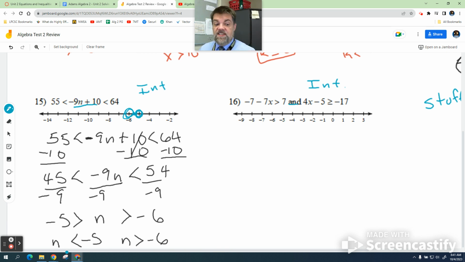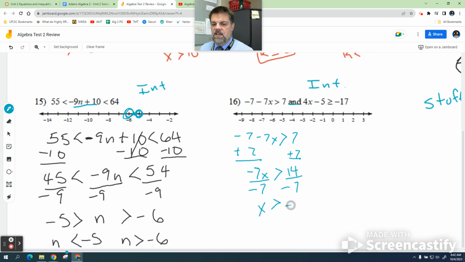Let's crank through number 16 real quick. So I'm going to say negative 7 minus 7x is greater than 7. Let's solve that first. I'm going to add 7 to both sides. I get negative 7x is greater than 14, right? Divide by negative 7. Divide by negative 7. These negative 7's cancel, and I get x is greater than negative 2.